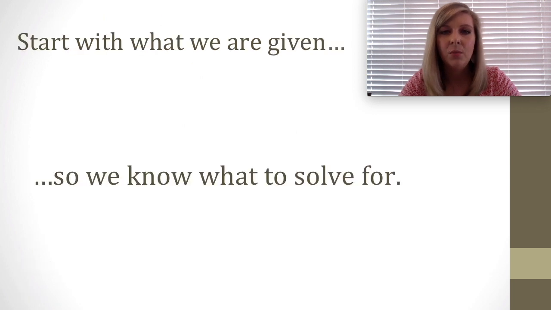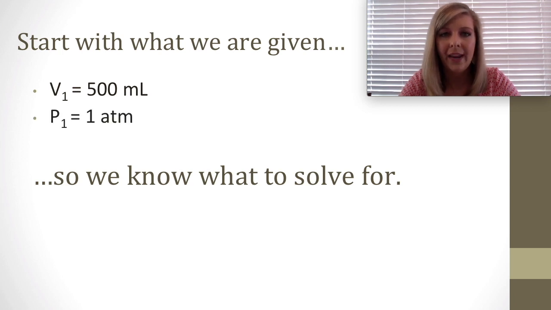So let's start with what we're given. Let's break the word problem apart. I'm going to pick out important information. V1, we were given 500 milliliters. For P1, we were given 1 atmosphere. For P2, we were given 0.5 atmospheres. So that lets us know what we need to solve for, the only variable we have left, which is V2.